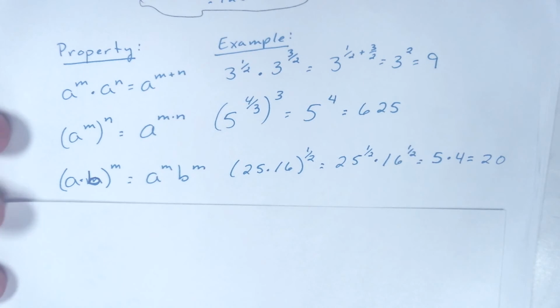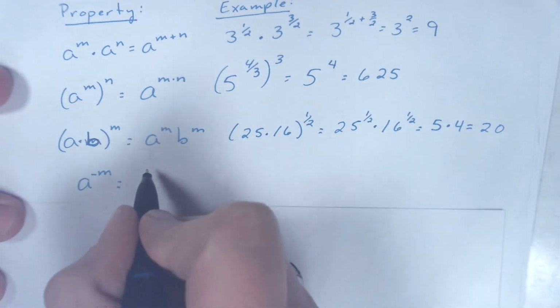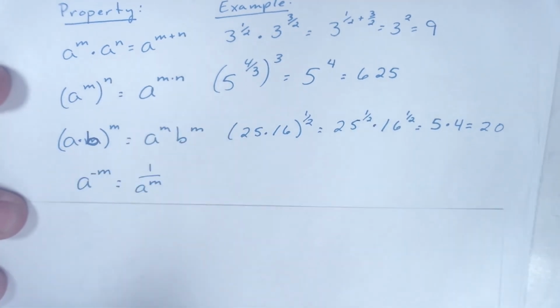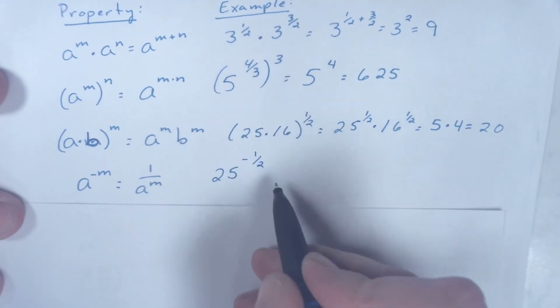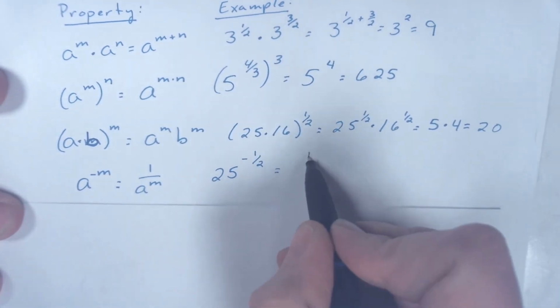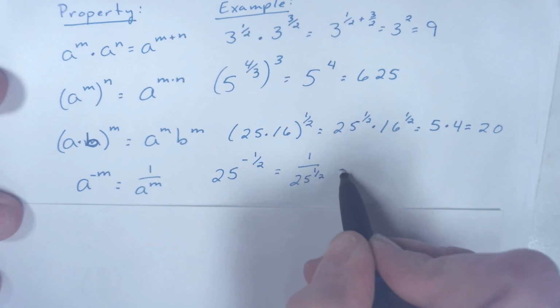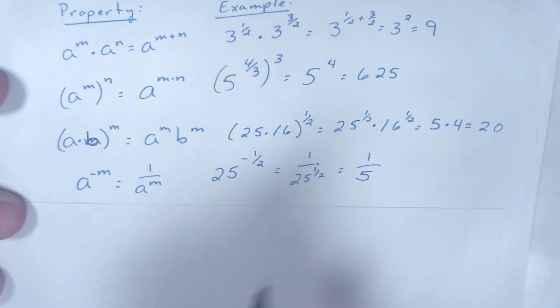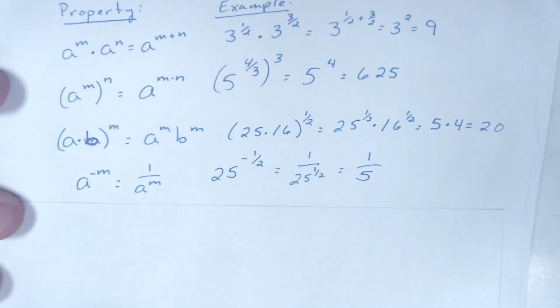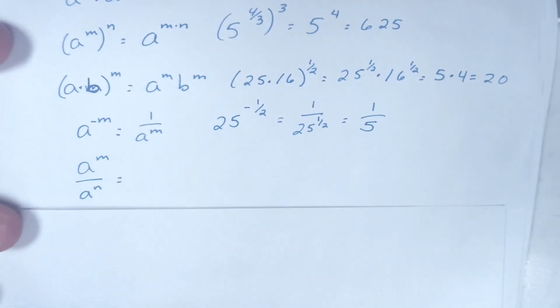All right, the next one, moving on. A to the negative m. Okay, negative exponents mean move it to the denominator. 1 over a to the positive m. You guys are pretty good at that. Now, my favorite example of that is 25 to the negative 1/2 power. To make the exponent positive, we dump this all in the denominator. So it'd be 1 over 25 to the 1/2 power. Okay, the 1/2 power is a square root, or second root of 25 is 5. All right. Isn't this exciting? Yes. Yes, it is. All right.